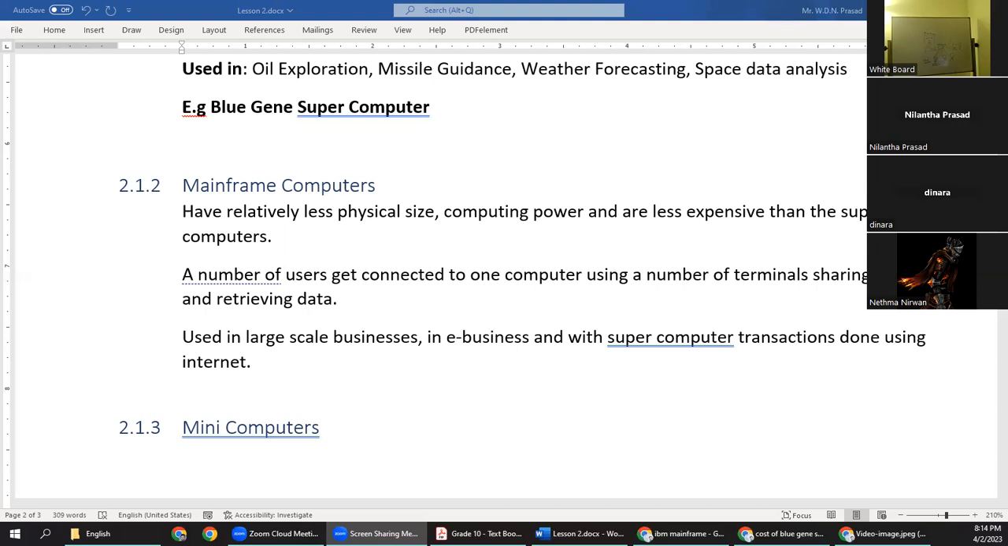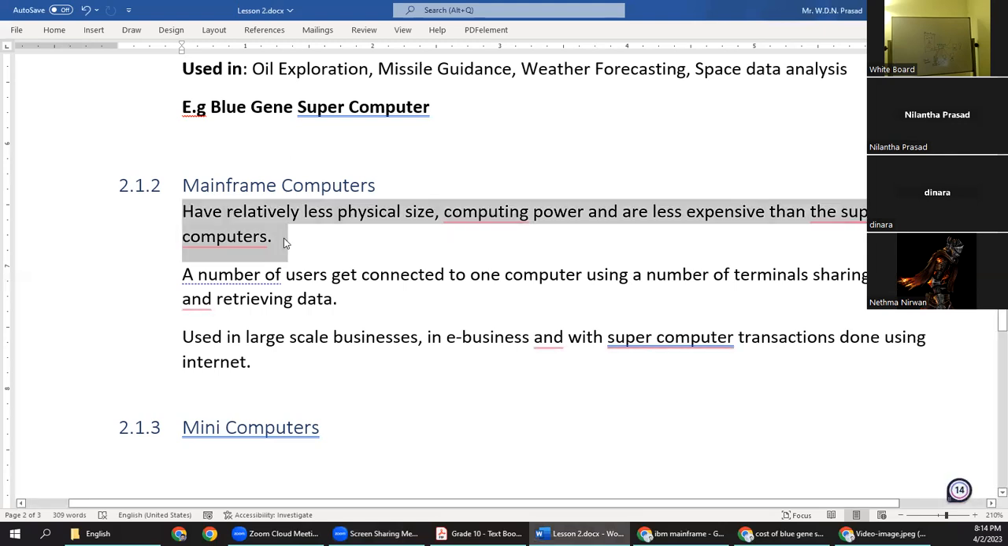Right, done. Both the mainframe computers. We'll start writing. You can write this one first. Have relatively less physical size, computing power.